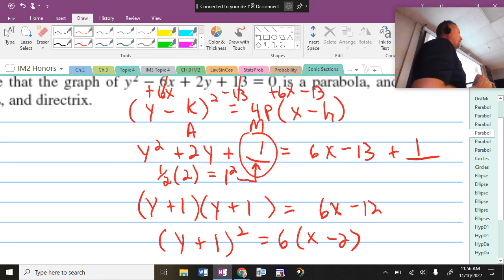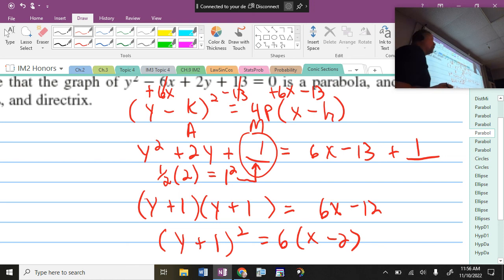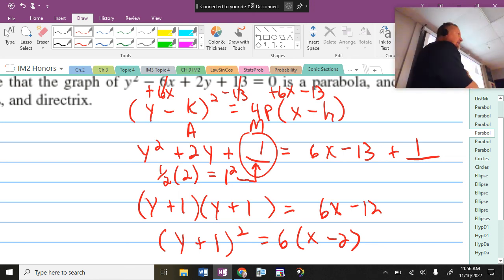Okay, now what is the vertex? Careful. Now I see this. What's the vertex? 3, 2, 1, go. 2, -1. You should know this because we just had this. What's p equal to? 3, 2, 1, go. 1.5. We just had that where 6 is our p value.